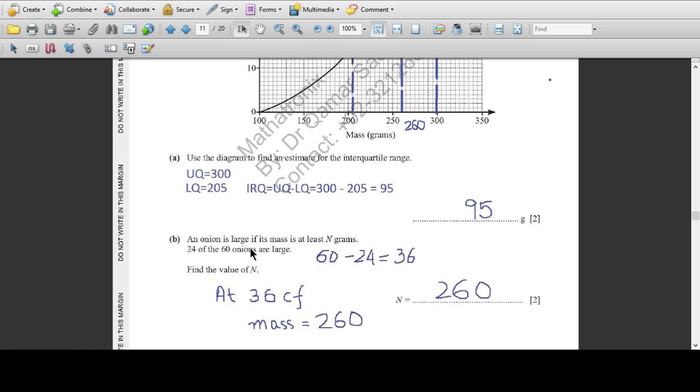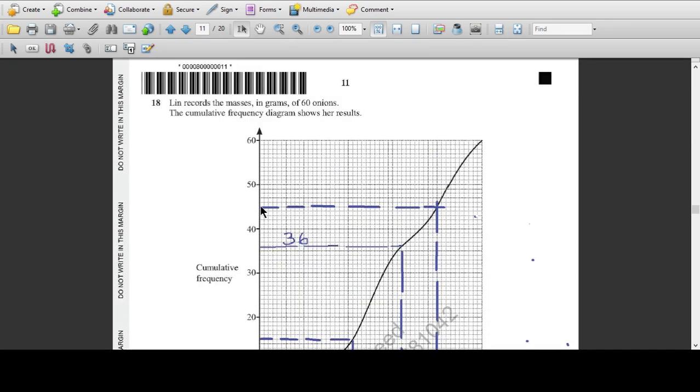An onion is large if its mass is at least n grams. If the onion size is above that, 24 of the 60 onions are large. So from 60, from here to here is 24, because 60 minus 24 is 36. So from 36 we will read the value up to 60. So the difference between 36 and 60 is basically 24.